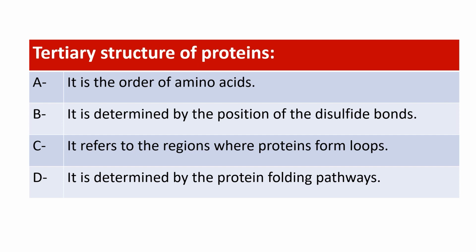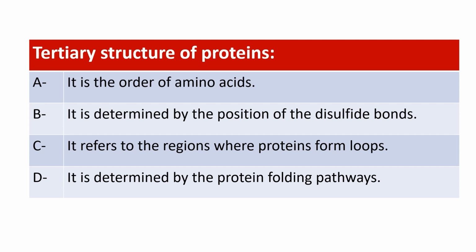The tertiary structure of proteins. It is the order of amino acids. It is determined by the position of the disulfide bonds. It refers to the regions where proteins form loops. It is determined by the protein folding pathways. The tertiary structure of a protein is the three-dimensional folding of the chain of amino acids. The structure includes both non-covalent interactions such as hydrogen bonds, hydrophobic interactions, ionic bonds, and van der Waals forces, and covalent bonds such as disulfide bonds, especially in the extracellular matrix proteins. The tertiary structure determines the functional conformation of the protein and is critical for its biological activity.